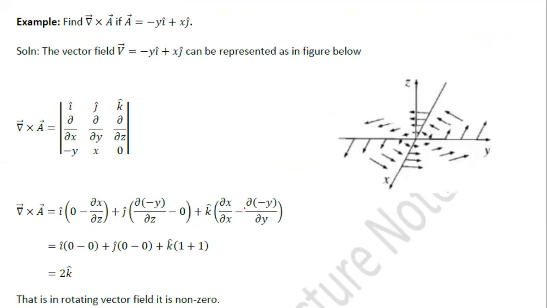Now let us study the curl of a simple vector field, like this particular vector field A. Again, let us draw what it is. I don't think I have drawn this vector; I've drawn another vector. This one is minus y i plus x j. So you can draw this vector.